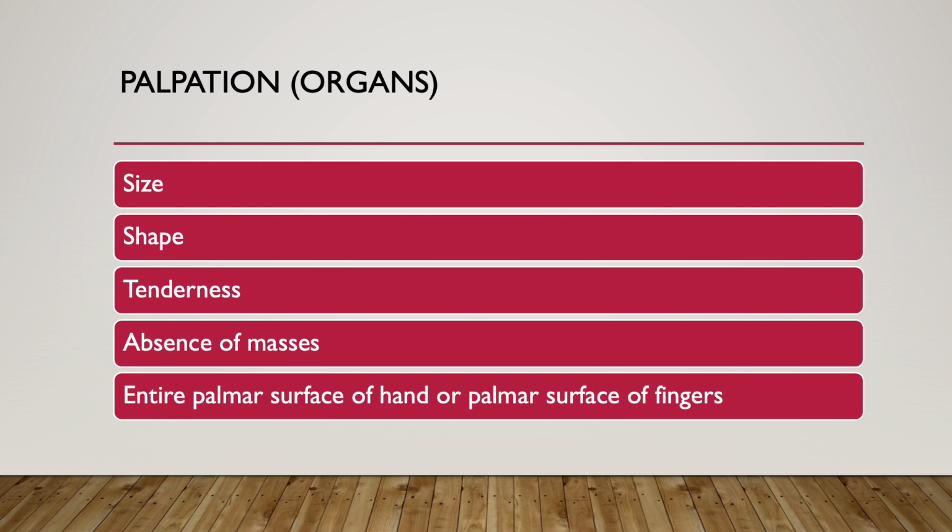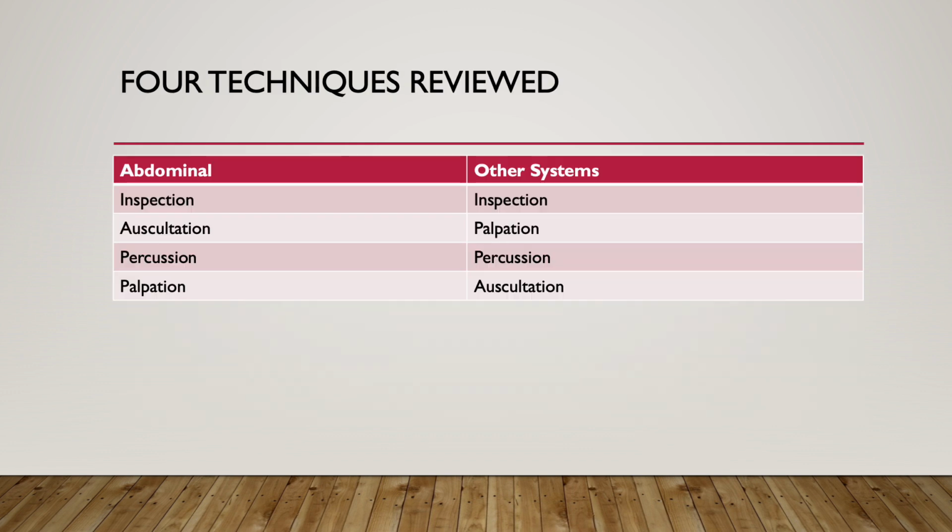To palpate organs for size, shape, or to determine tenderness, or if there's any abnormal masses, we use the entire palmar surface of our hand or the palmar surface of the fingers. So let's just review the 4 techniques again during abdominal assessment. The techniques are inspection, auscultation, percussion, and palpation. All the other body systems you will inspect, then palpate, percuss, and then auscultate.